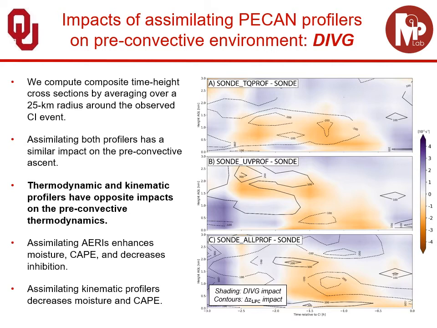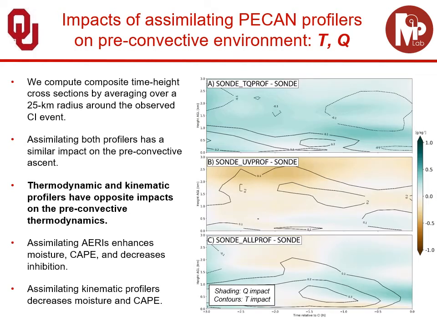So this plot basically shows the impacts to the divergence field when assimilating the thermodynamic profilers, kinematic profilers, and both profilers together. We see that in general, most of these plots look very similar. So both sets of profilers, assimilating them increases the low to mid-level convergence about an hour and a half to a half an hour prior to CI.